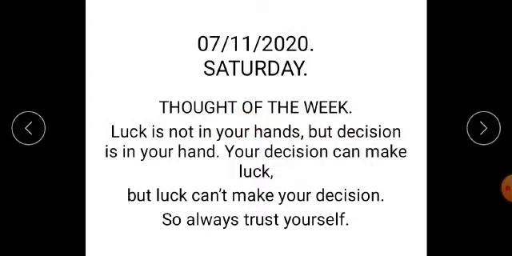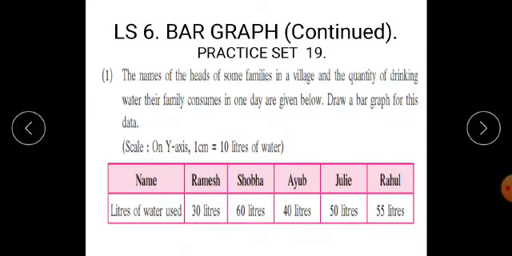Thought of the week: luck is not in your hands, but decision is in your hand. Your decision can make luck, but luck can't make your decision. So always trust yourself.